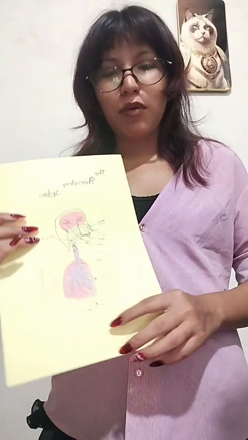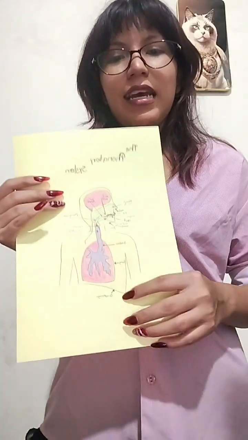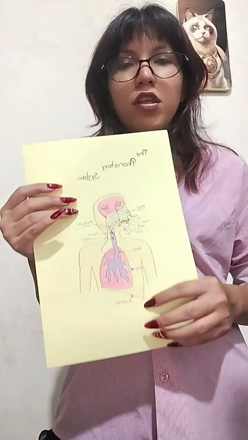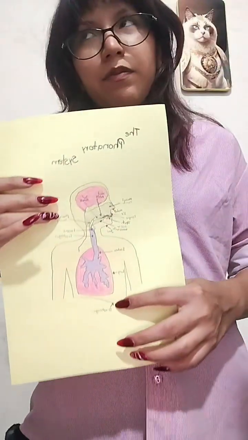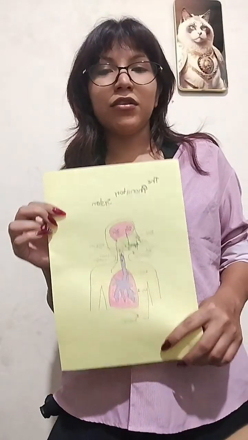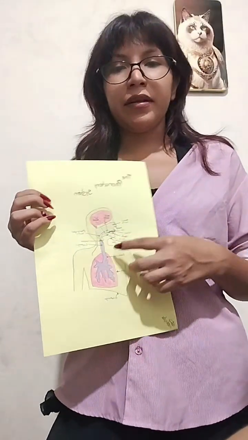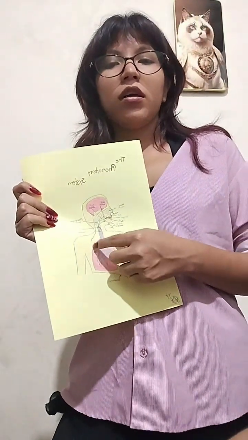First, at the bottom of the diagram, we can see the diaphragm and the lung. The diaphragm is a very large muscle located below the lungs and plays a very important role in breathing. When the diaphragm contracts, the lungs fill with air. When it relaxes, the air is pushed out of the lungs.